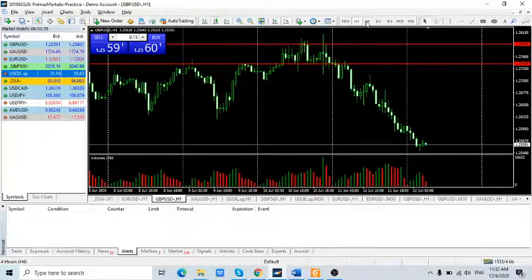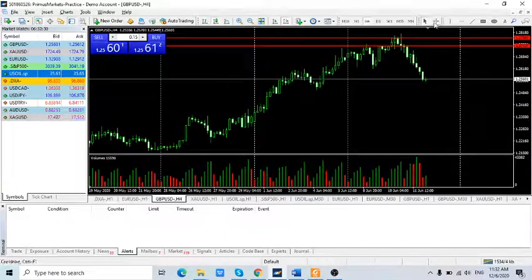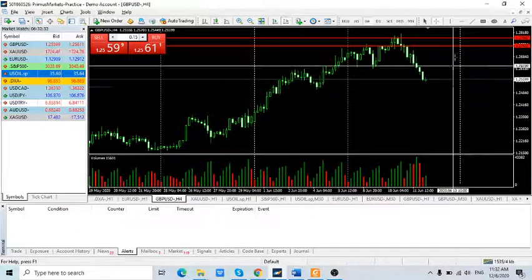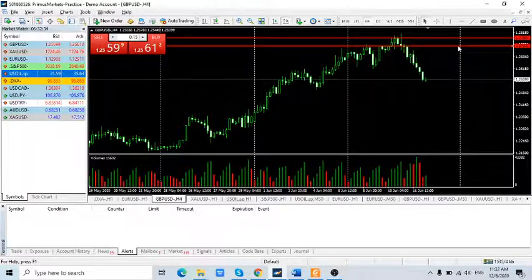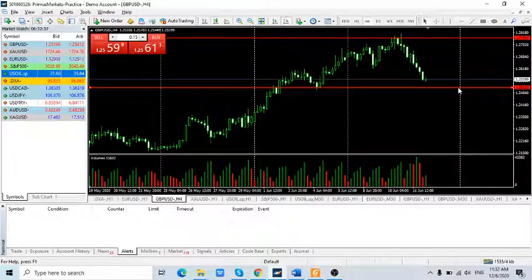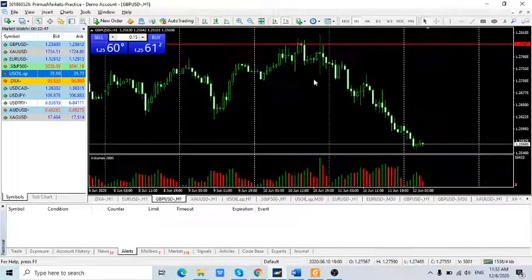So for the euro dollar, on the 4-hour chart, it also looks like it still has room to go down a little bit more. Possibly another 50 to 60 pips to about 1.2512 levels in the short term. So we'll see how it goes later.